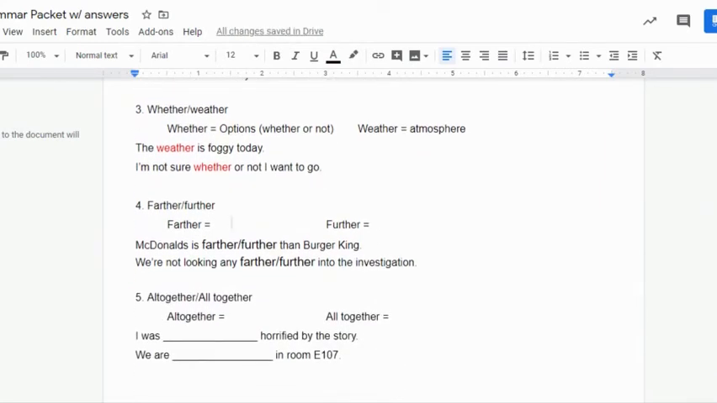Farther and further, there is a difference. Think of it like this: when you're going away, are you going far away or are you going fur away? You'd say far because farther means distance. Further, to do something further, is in addition to, like to continue. A McDonald's is farther or further than Burger King. It is farther because we're referring to distance.